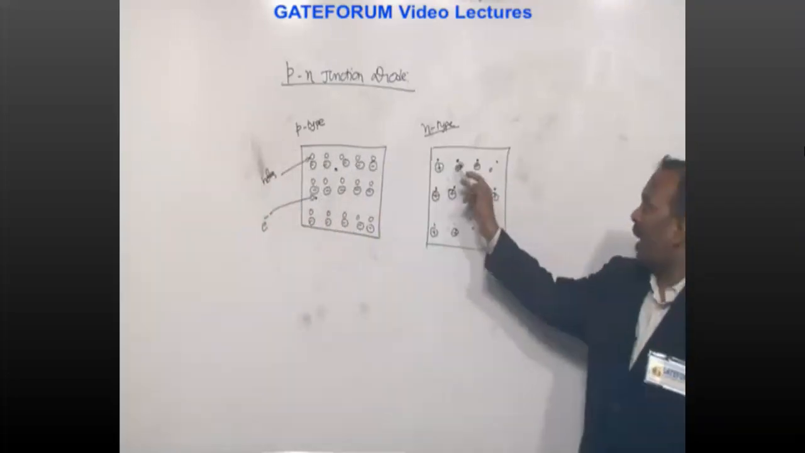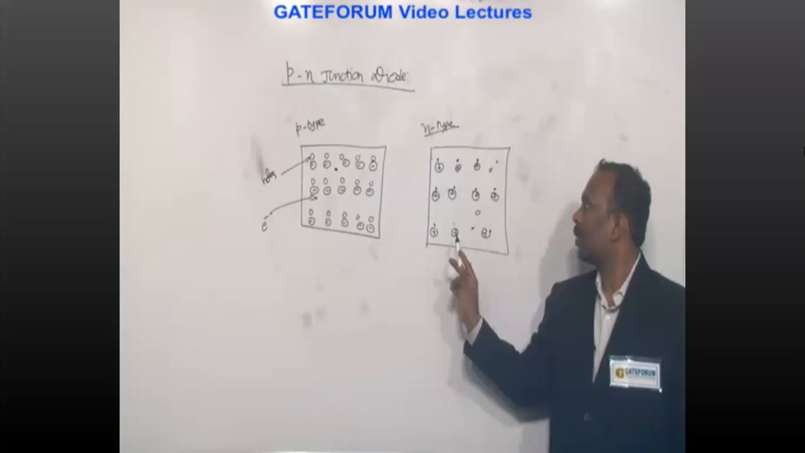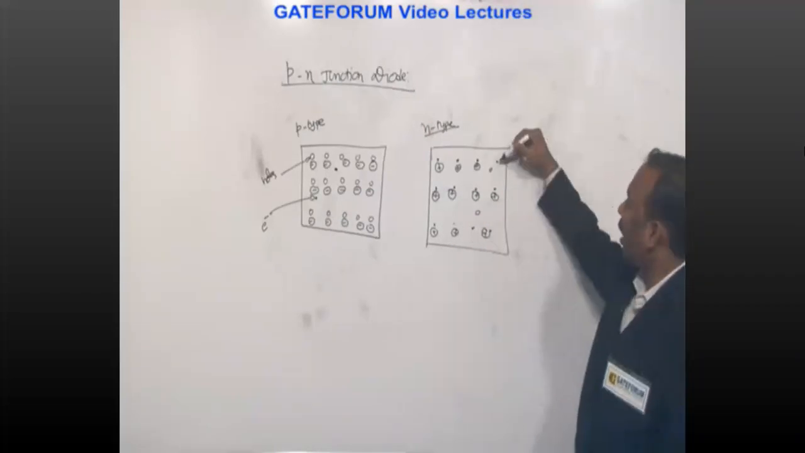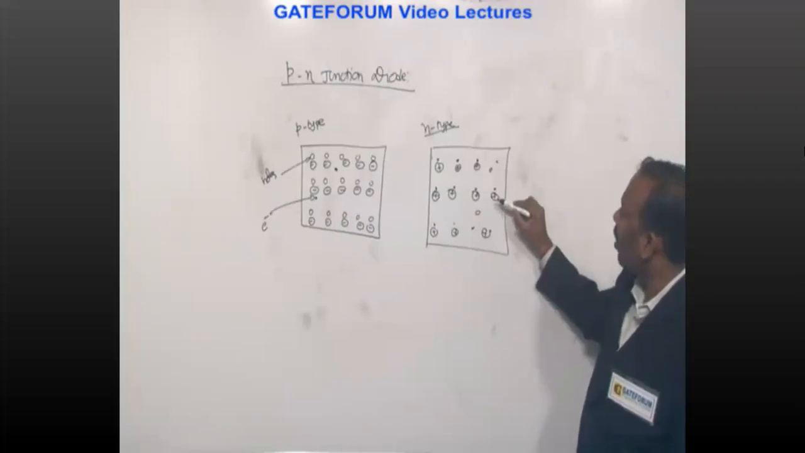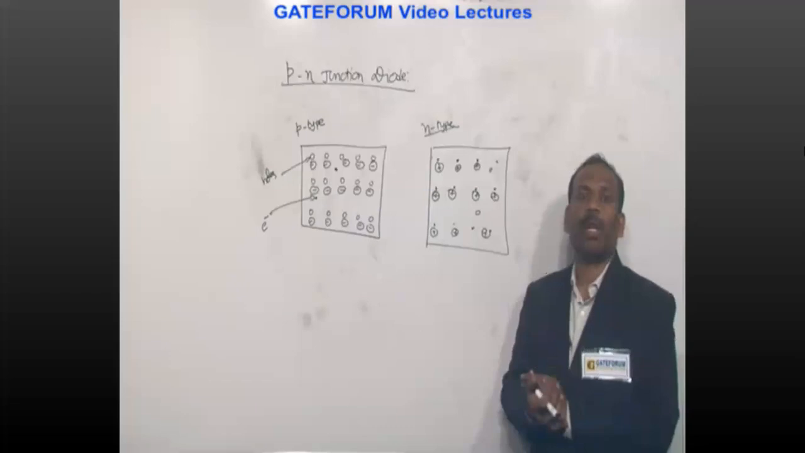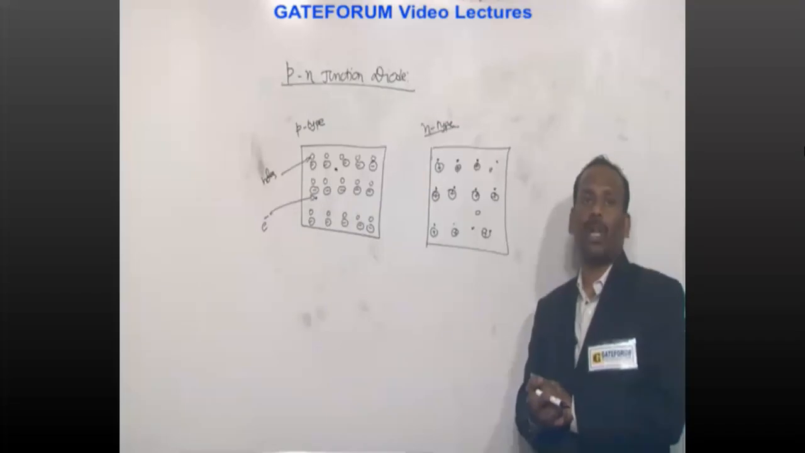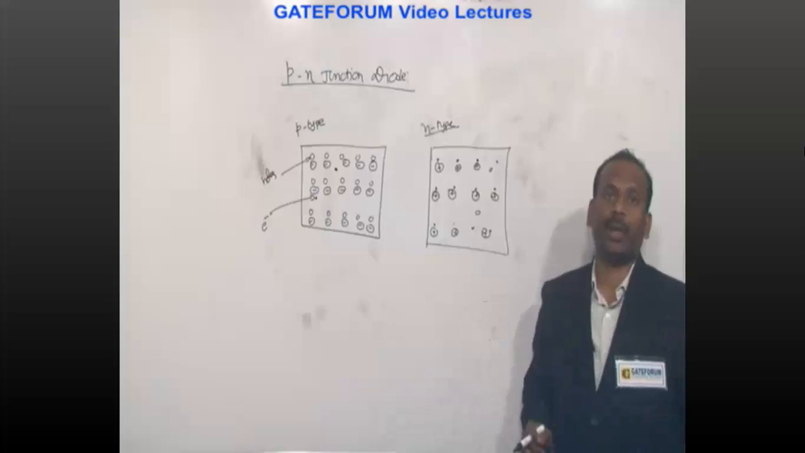So here, total negative charge means electrons. Electrons are having negative charge, these ions are having positive charge, holes are having positive charge. So overall total positive charge is equal to total negative charge. Ions plus electrons plus holes combined are neutral.